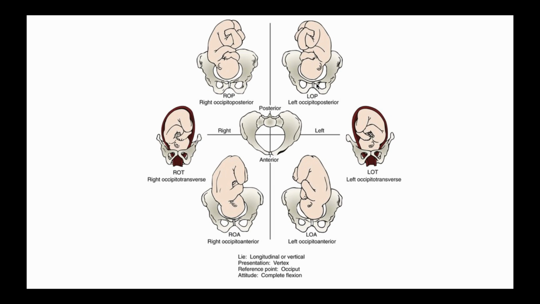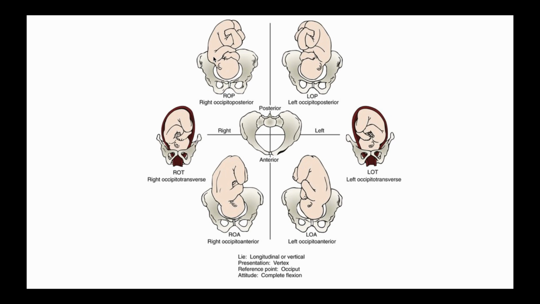When we say left occipito-posterior, what it means is that the occiput of the baby is pointing towards the sacrum. However, the spine of the baby is facing the left side of the mother. And when we say right occipito-posterior, we mean the occiput is pointing towards the sacrum, but the spine of the fetus is pointing towards the right side of the mother.